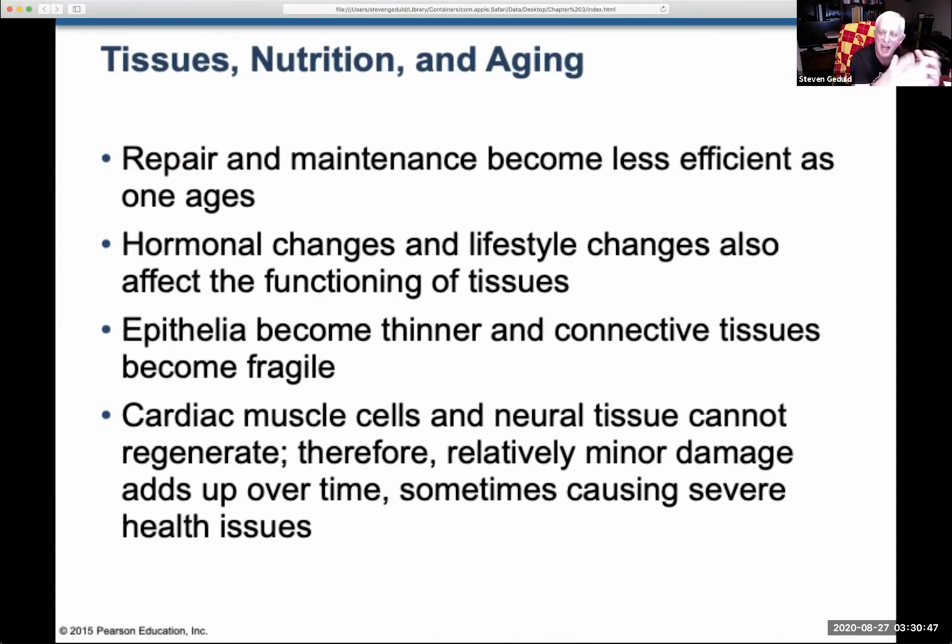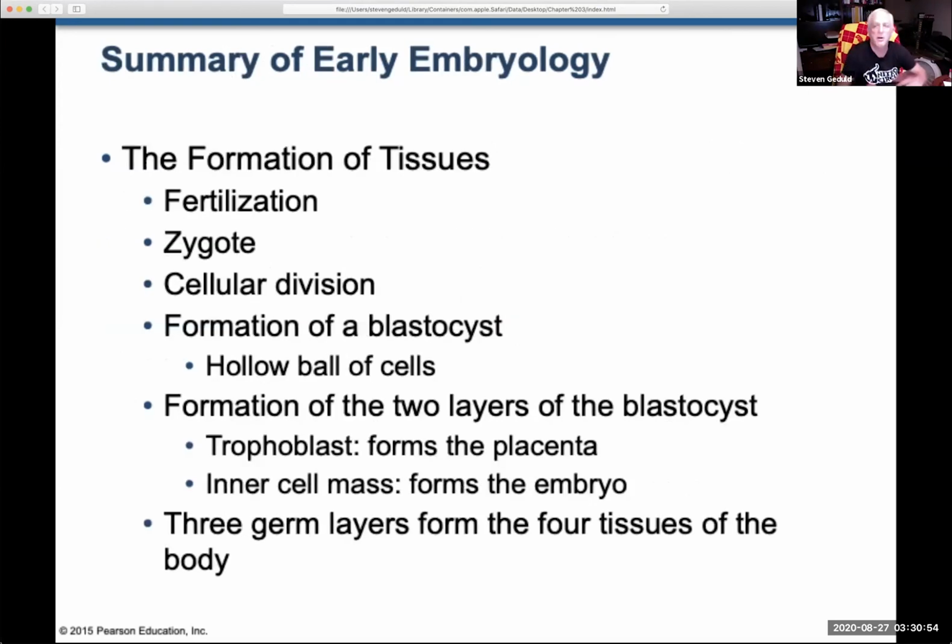Things add up if you can't replace them. Okay, and as you get older, replacement of the things you can replace gets slower too. Okay, so in embryology, this is how they all develop.